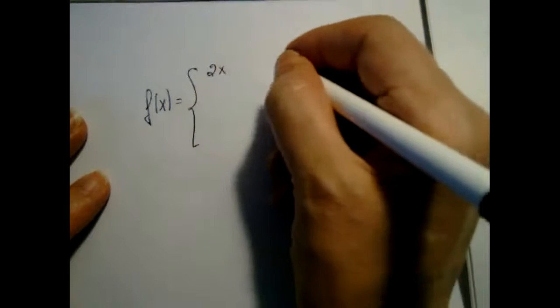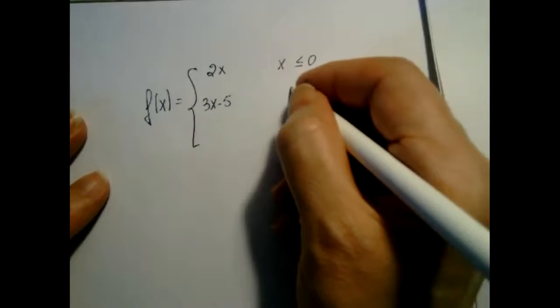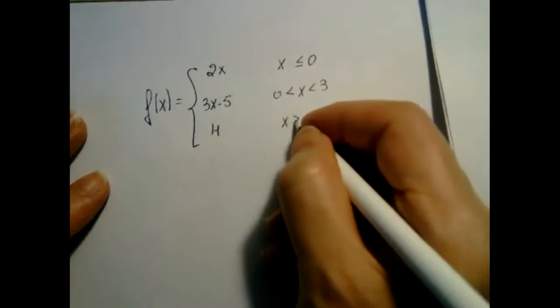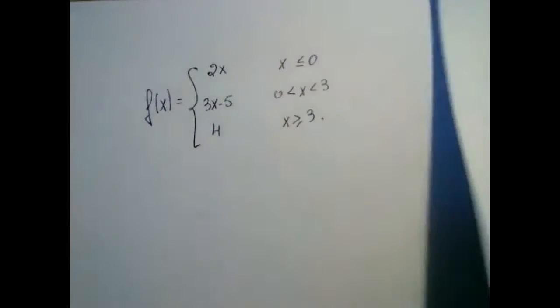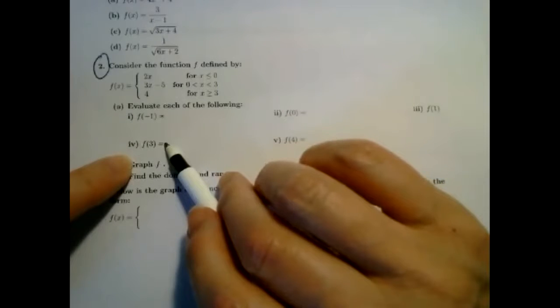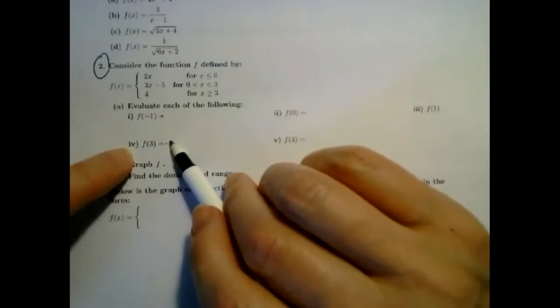Number 2. So here we have the following function. f of x equals 2x when x is negative, x minus 5 when x is between 0 and 3, and 4 when x is bigger or equal to 3. Okay? And you are comfortable with part A, Amber? Yeah. You checked the answers, right? Yes, I did. Very good.